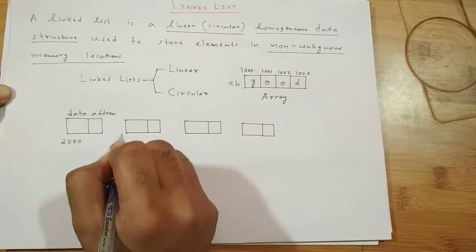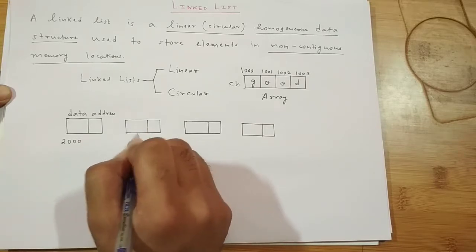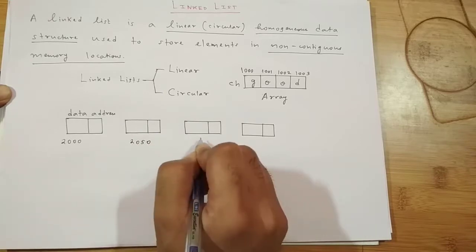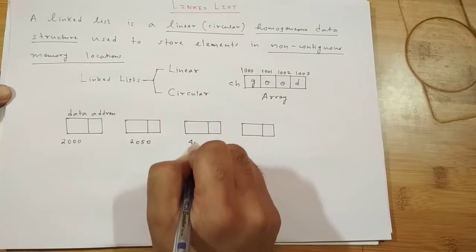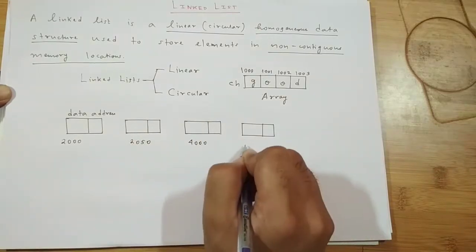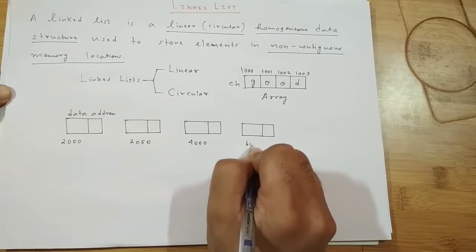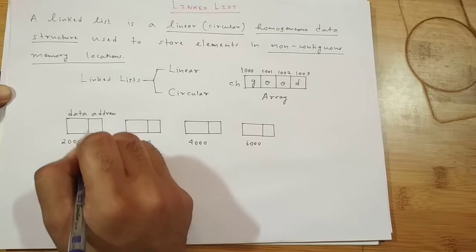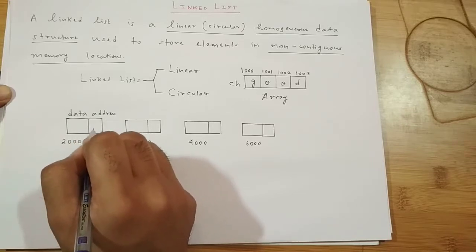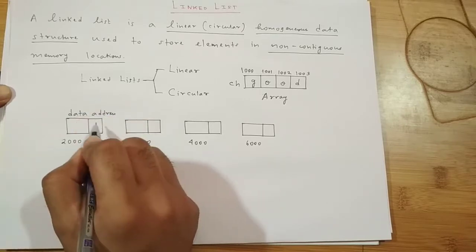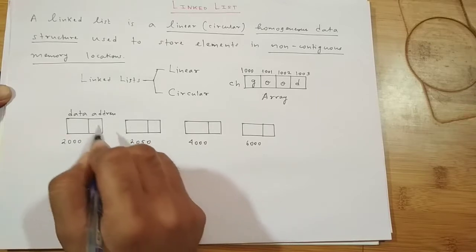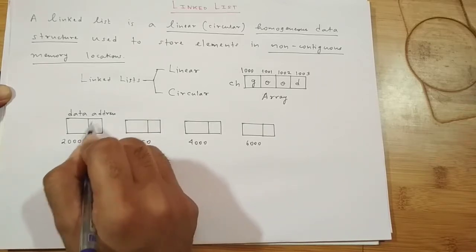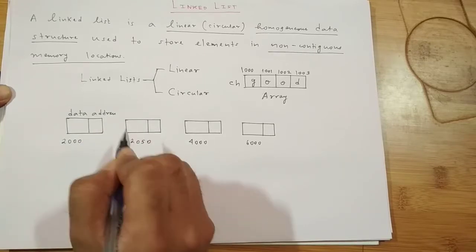Now, let's say the second node has an address of 2050. The third node has an address of 4000. And the fourth node has an address of 6000. So what will happen is, in this address part, sometimes also called the link part, we will have the address of the next node. So which is the next node in the list? This one. So this address part will contain the address of the next node in the list.